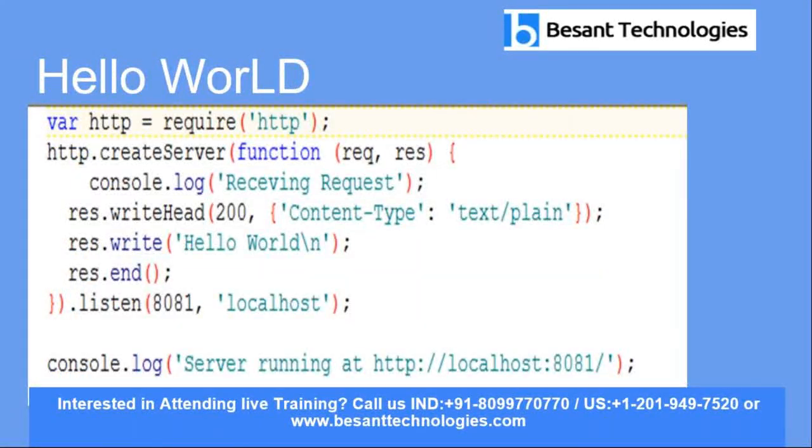Hello world is a simple application we are building, where http equals require of http. http.createServer takes request, comma, response. Request is the data coming from the front end. Response is the data given back to the front end. console.log is the print statement here. Returning of data is done by res.writeHead. 200 is the success status. Content type is text/plain. So res.write of hello world. Hello world is the data transferred to the front end. res.end ends the response.